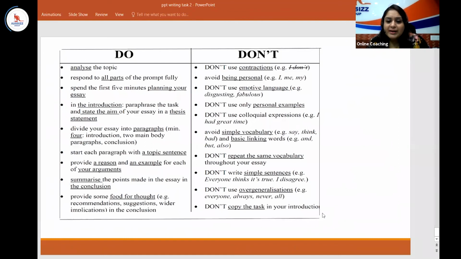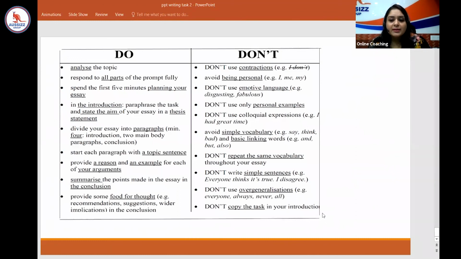Don't write simple sentences. I already told you the range of sentences you have to add: simple sentences, complex sentences, compound sentences. I am repeating again and again because it is very important. Don't use overgeneralization. Overgeneralization always hampers your score because it makes your essay too generalized. At times, one or two times, you can use it, but many times you cannot.